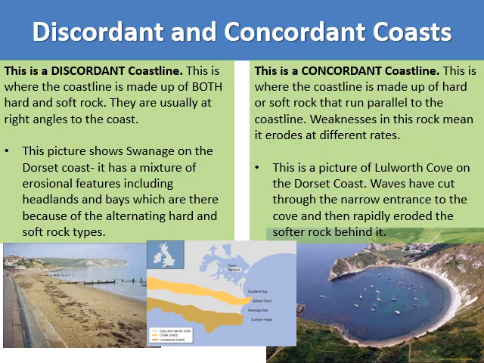On the right-hand side is an example of what can occur at a concordant coastline. This is where the rock is made up of material that runs parallel to the coastline. In this case, limestone has been eroded and it's created Lulworth Cove, which is the picture you can see in the bottom right-hand corner. Due to the geology of this coastline, we end up with very different sorts of landforms. In some places, we get headlands and bays, and in other places, we can get features like Lulworth Cove.